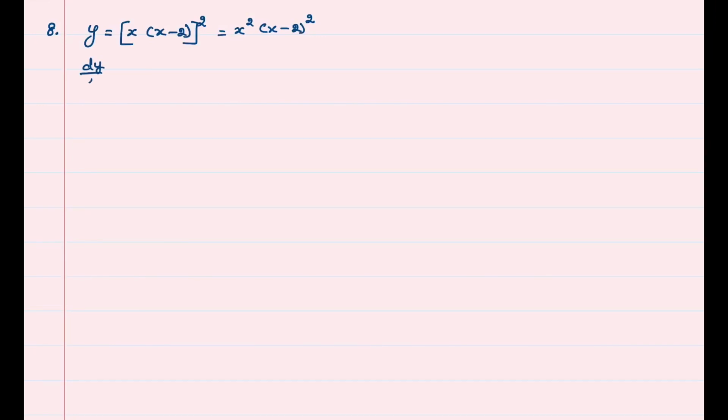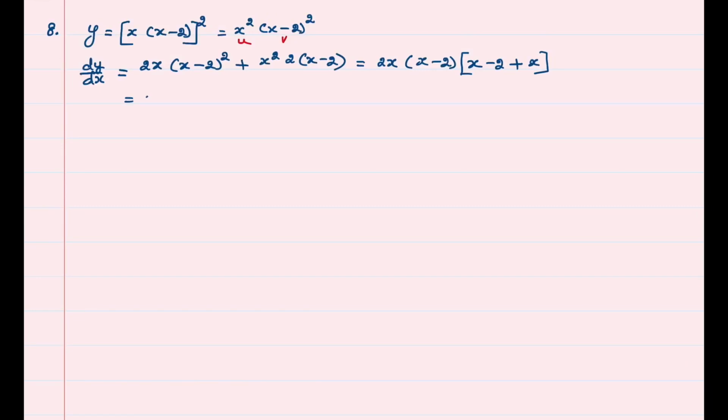Let us differentiate. dy by dx is equal to, we will use product rule, u and v. u dash is 2x times v, plus x square times derivative of v, which is 2 times (x minus 2) into 1. We will take the common factors out. 2x times (x minus 2) is common. We get x minus 2 from the first term and x from the second term, 2x minus 2. 2 is common in the last term. 2 2s are 4. 4x times (x minus 2) times (x minus 1).